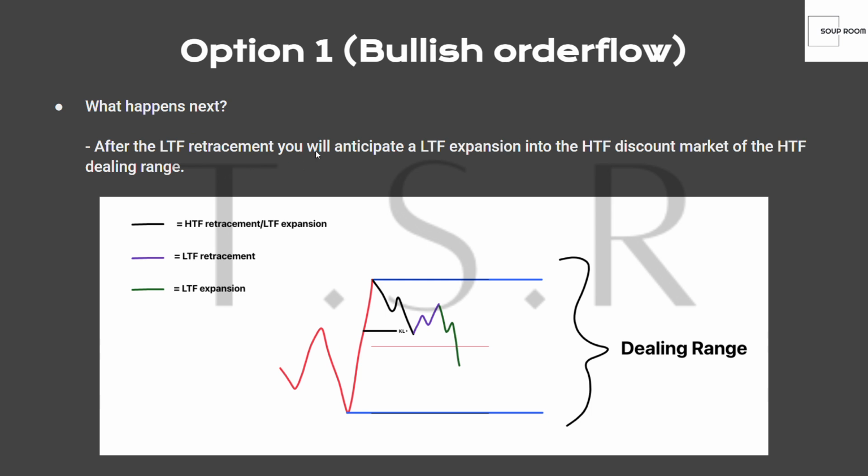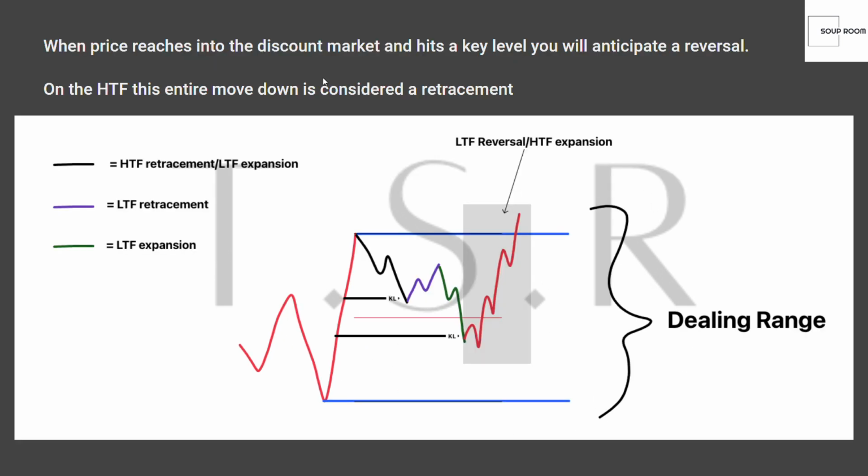After the lower time frame retracement, which is this right here, this purple line, you will anticipate a lower time frame expansion into a higher time frame discount market of the higher time frame dealing range. That means you will expect to see expansion into a discount market, anything below this midpoint of the higher time frame dealing range. What will happen next? So what is the point of this happening? When price reaches into the discount market and hits a key level, you will anticipate a reversal.